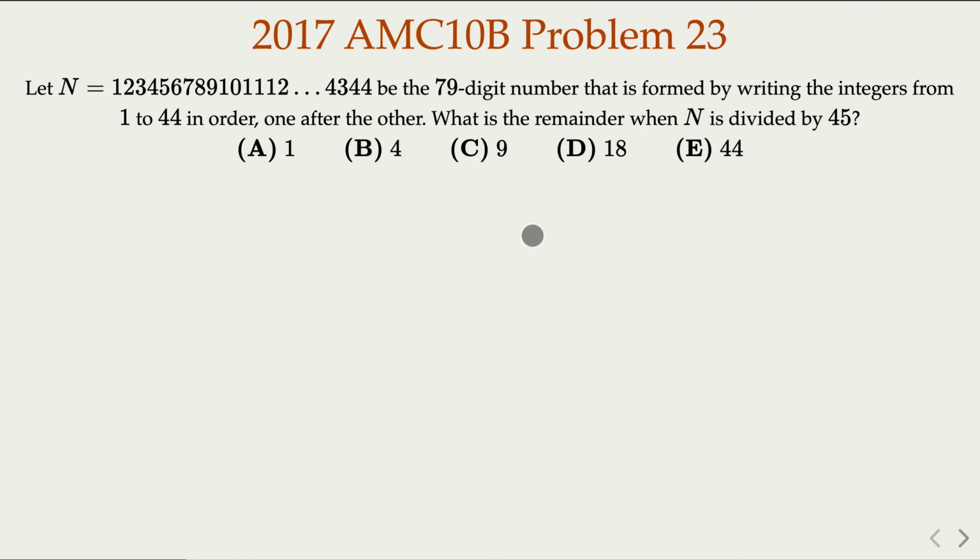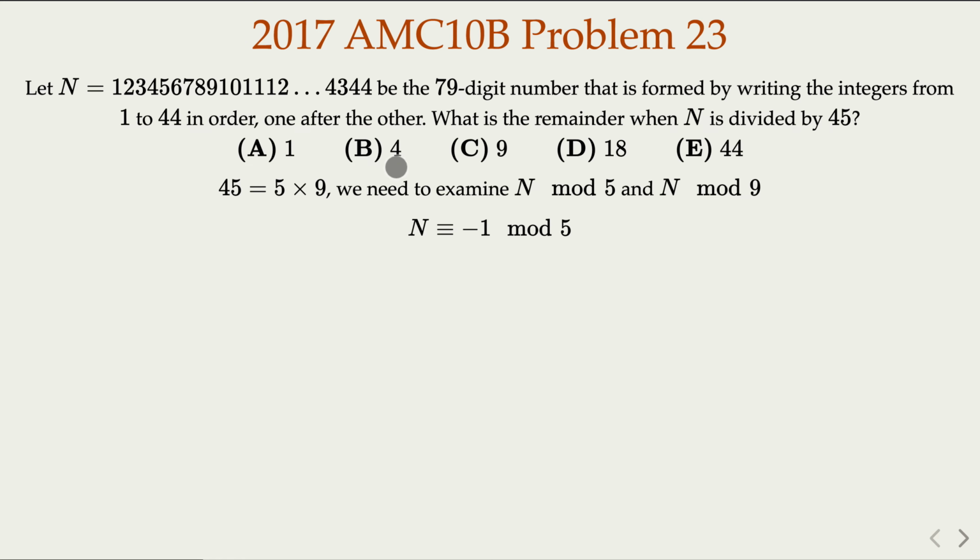Okay, so here 45 equals 5 times 9. So we need to figure out what the big number n is mod 5 and mod 9. So n mod 5, because this is ending with 4, you know that the remainder is going to be 4, or sometimes it's -1. They're the same thing, right? For the modulus, the remainder -1 and 4, you can do either way. Now how about 9? Here we're going to use the trick we just learned.